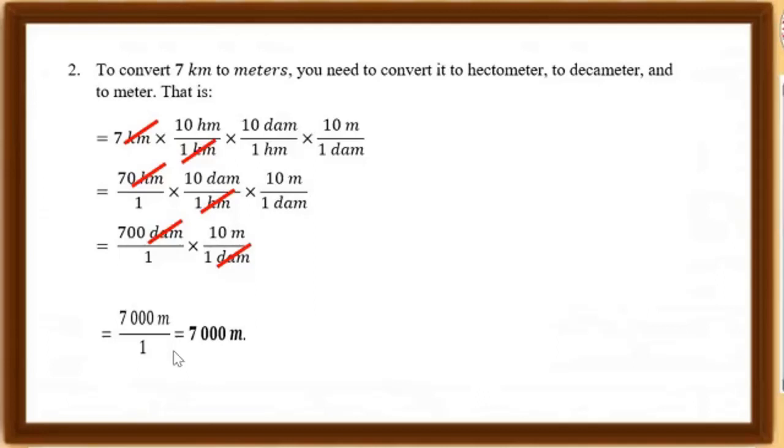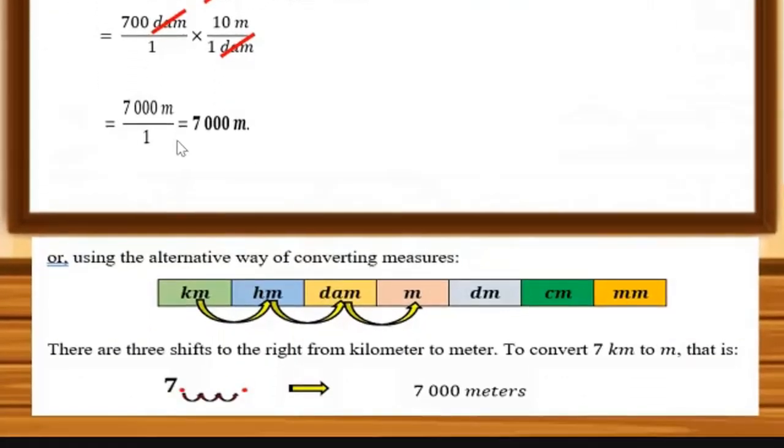Now, we're going to multiply it by 10 meter over 1 decameter to cancel out the unit of decameter and it is equal to meter. So we have 700 times 10 meter is equal to 7,000 meter over 1 or it is equal to 7,000 meter.